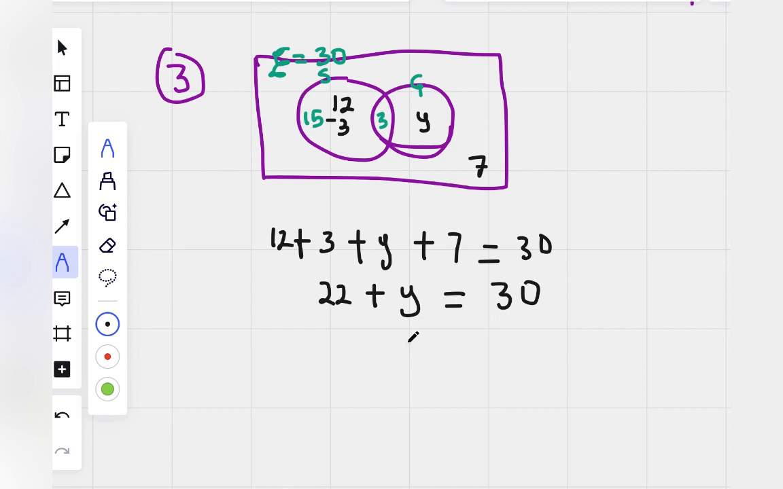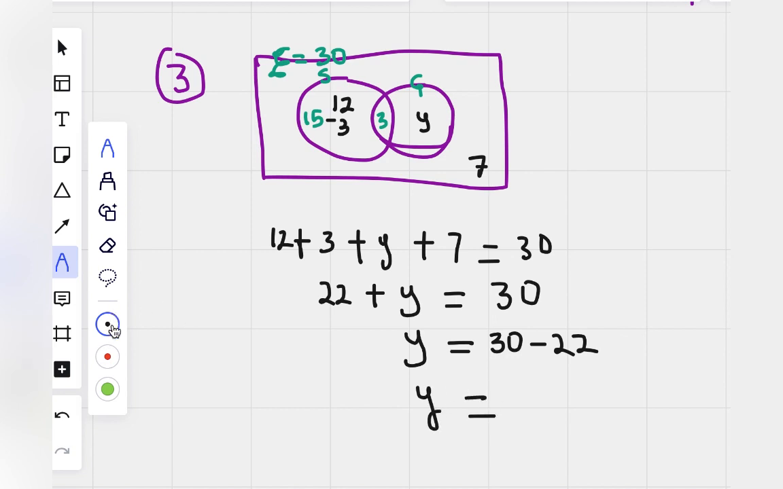Find y. You make y the subject by saying y equals 30 minus 22. You move 22 to the right, then you subtract. 30 minus 22, you get 8. So you can see why y was 8. The number of students who study German only is 8.